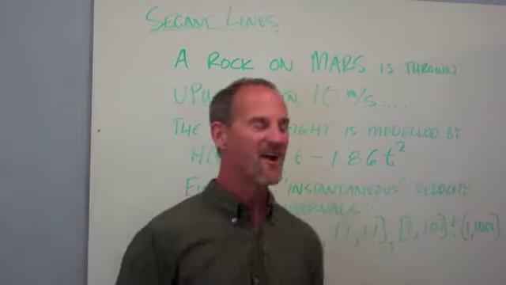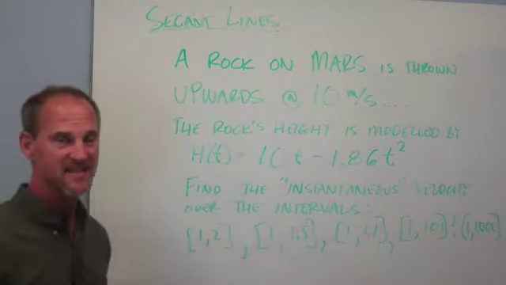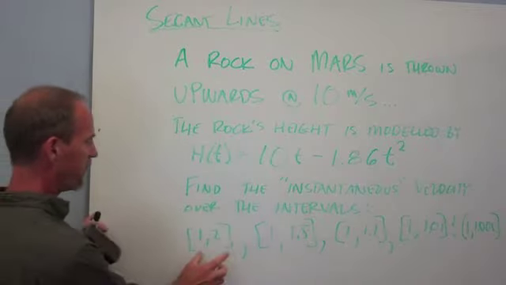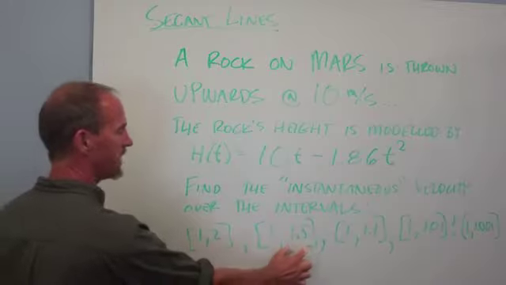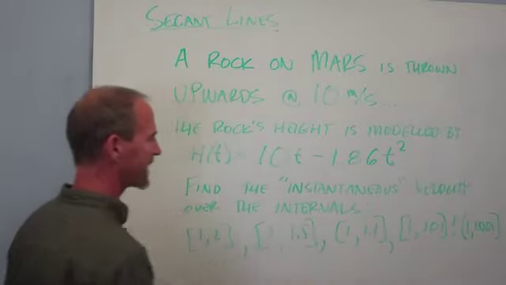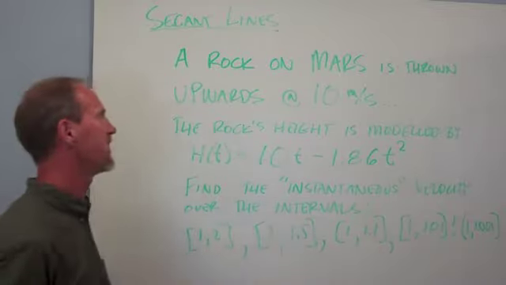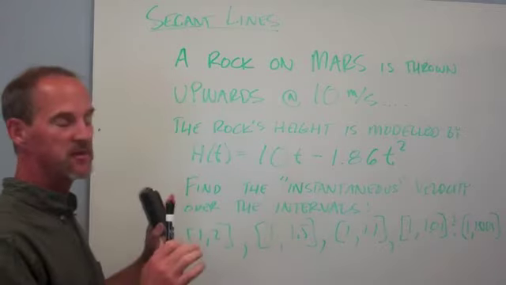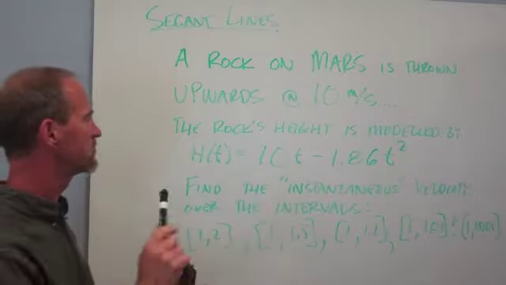Okay, I'm back. All right. Gravity is less on Mars. Let's solve this problem. Here we go. We've got these intervals from 1 to 2 seconds, from 1 to 1.5 seconds, from 1 to 1.1 seconds. Over that interval, we can find an average velocity. We do that by simply finding the slope of these 2 points.